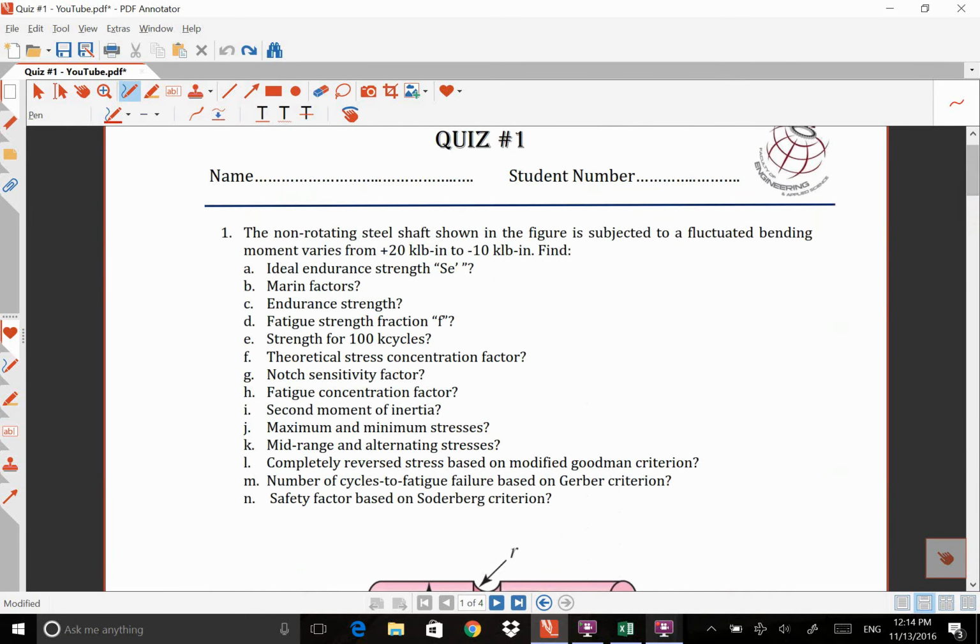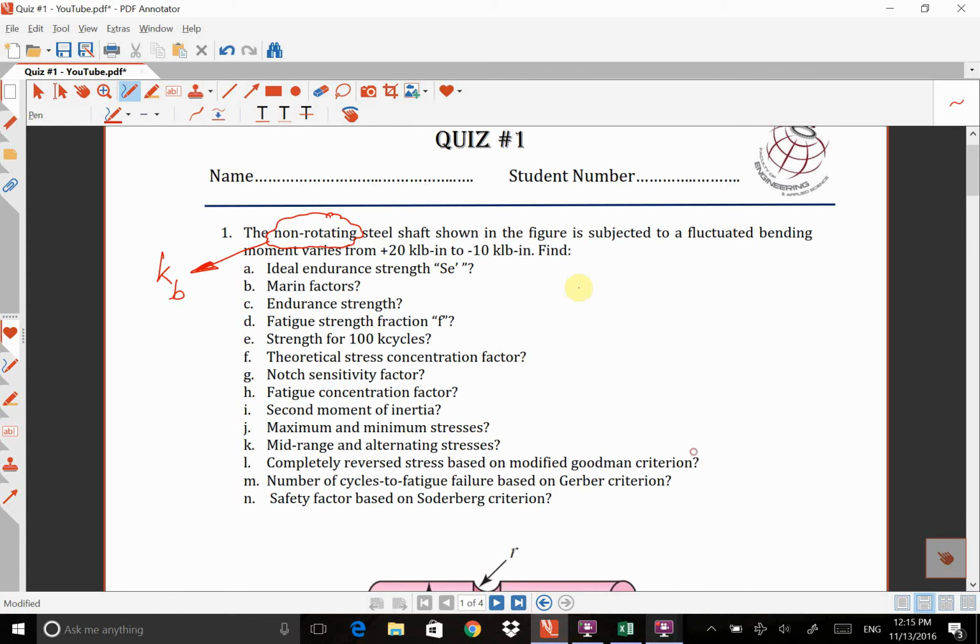First of all, I'm going to point out the critical points in the question. The first thing is this line. It says that it is a non-rotating shaft. So this information will be used when you want to find kb, which is the Marin factor. Okay. So the load is fluctuated between 20 to minus 10.